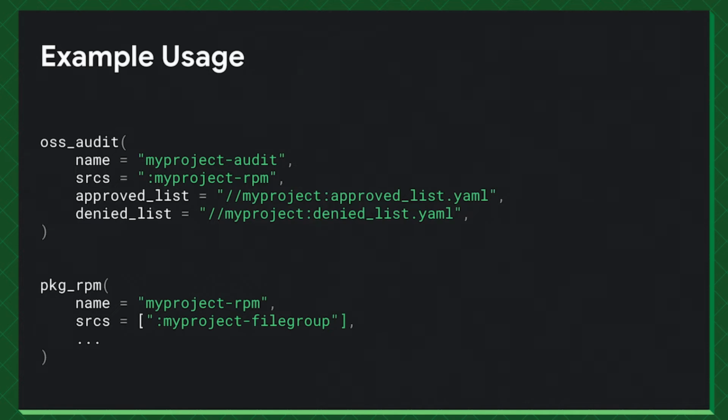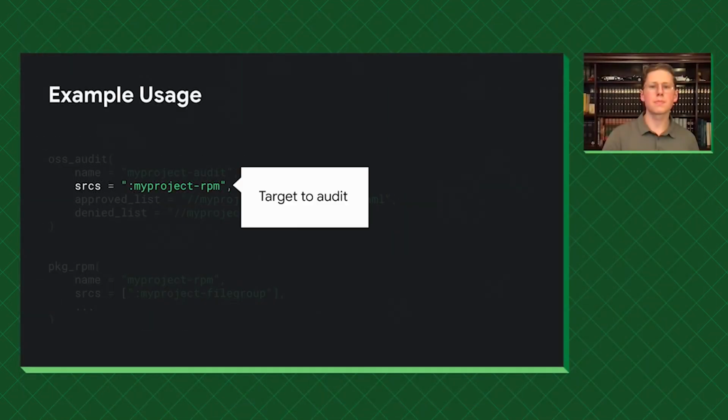This is how OSS audit can be added to a build file to audit an RPM. In this example code, you can see the package RPM rule below, creating the RPM, and the OSS audit rule above, auditing the RPM. The solution can audit RPMs, TARs, and other build targets, but it's currently only aware of Java dependencies via metadata from rules JVM external. Don't worry, it can be extended to support other target types as well. We're currently developing a prototype that supports C++ and have plans to support other languages soon.